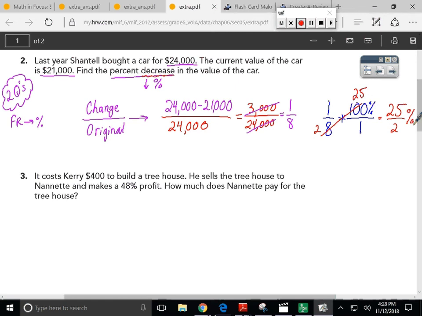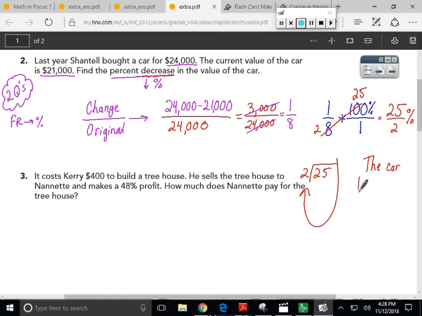It looks pretty nice, except that it is improper. So your next step would be to divide the numerator by the denominator. You're going to end up with a mixed number, and that's going to help us to answer the question. We're finding the percent decrease in the value of the car. So I'll get you started on the sentence.